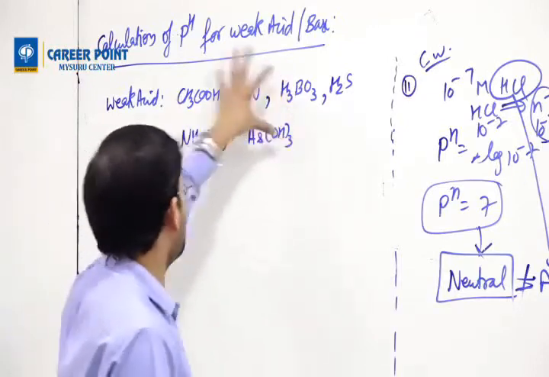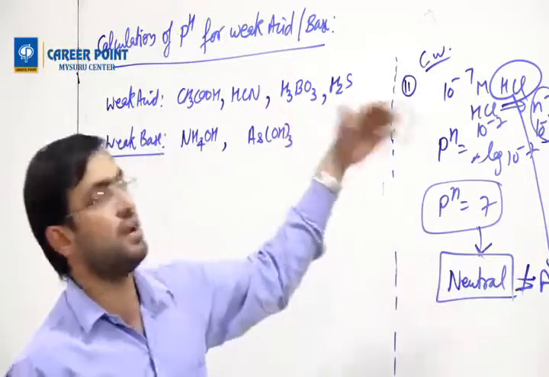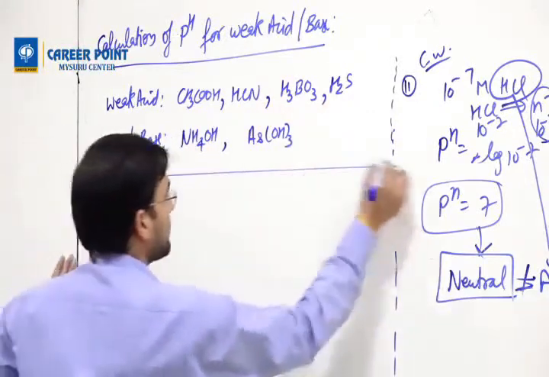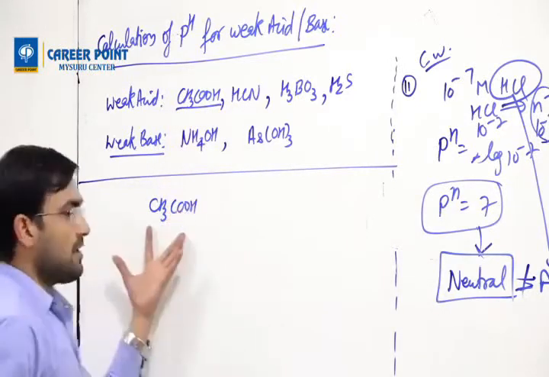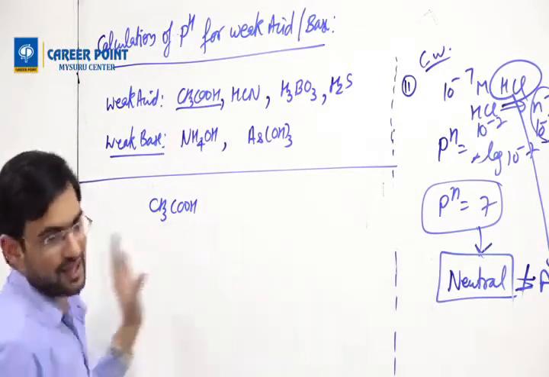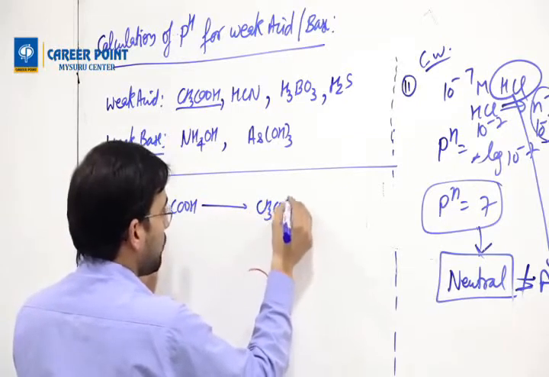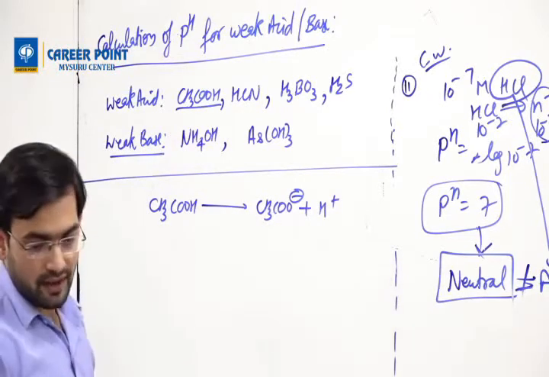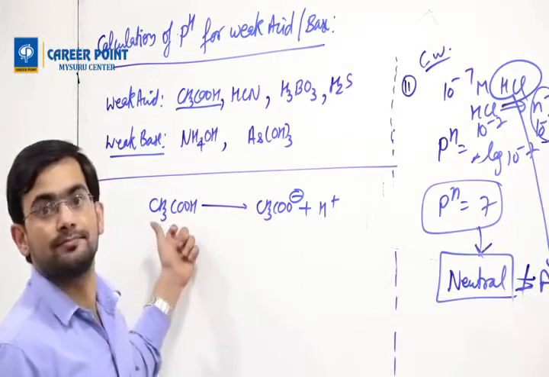If a weak acid is given, I can't solve it the way I was solving till now. So how do I solve? Now take an example of this: CH3COOH. Now this is a weak acid. It means it will not dissociate completely. What if it dissociates also, what does it form? Acetate ion and H plus. But then what's the problem? The problem here is that some of it is left out.